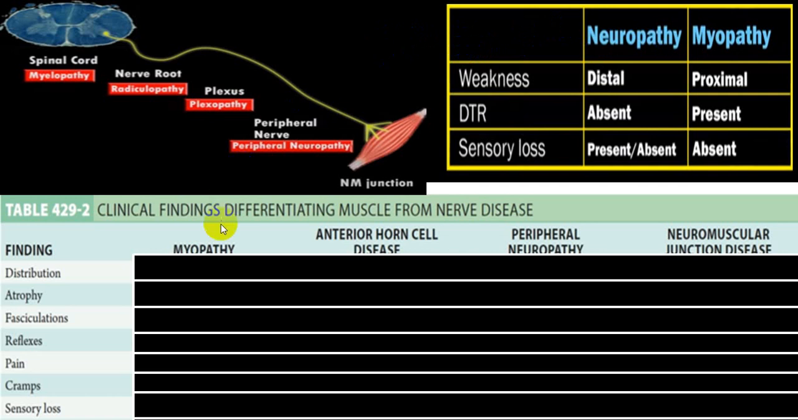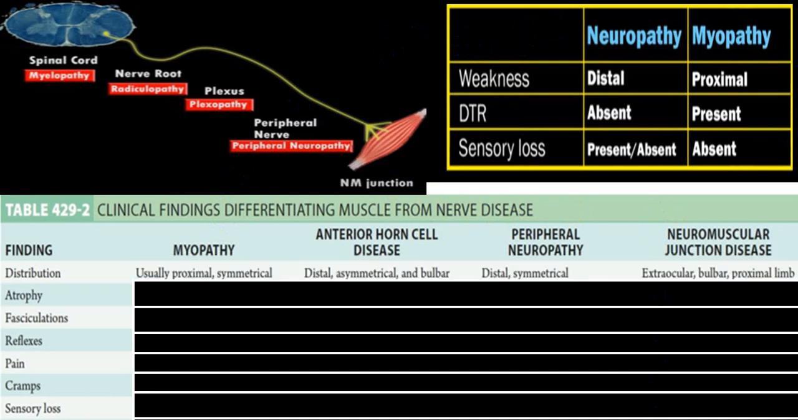As far as the difference between myopathy, anterior horn cell disease, peripheral neuropathy, and neuromuscular junction regarding distribution, myopathy will be more proximal as compared to distal, and it will be symmetrical. While in the anterior horn cell, it is more distal, asymmetrical, and may involve the brainstem part, particularly medulla. While in peripheral nervous system or peripheral neuropathy, it is distal and symmetrical. In myoneural junction, mainly it will be involvement of the extraocular muscle, bulbar muscle, and proximal limb.